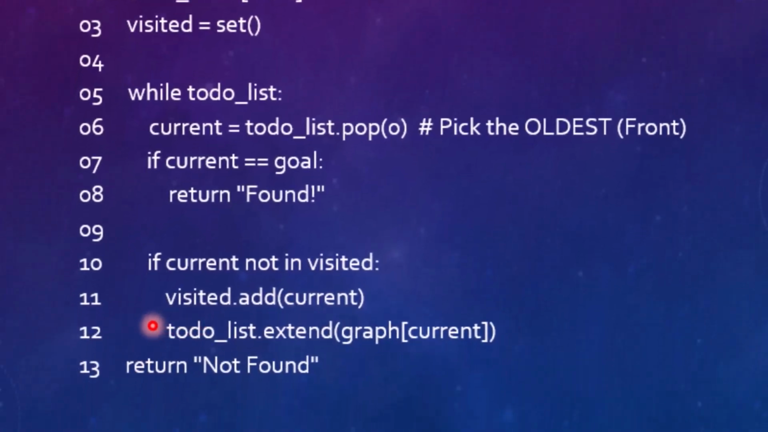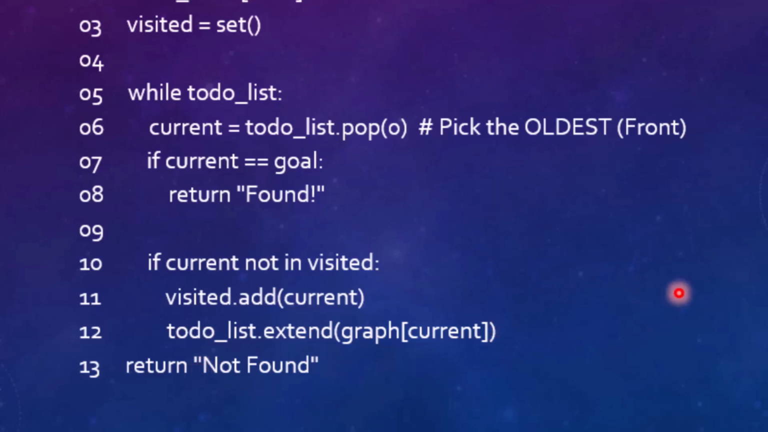So the current node is added, line 11, to the visited set to mark it as explored. Then line 12, all neighbors of the current node retrieved from the graph are added to the end of the to-do list. This ensures that neighboring nodes will be explored in future iterations. And if the while loop finishes without finding the goal, meaning the to-do list is empty, the function returns not found, indicating that the goal node is not reachable from the start node.